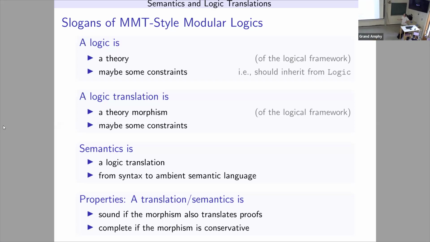And the logic translation is going to be just a theory morphism. And of course, again, maybe there are some constraints, but the basic idea is logics are defined as theories in the framework, and then the translations are theory morphisms.